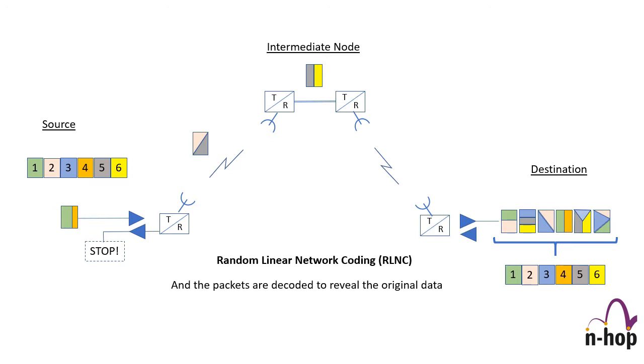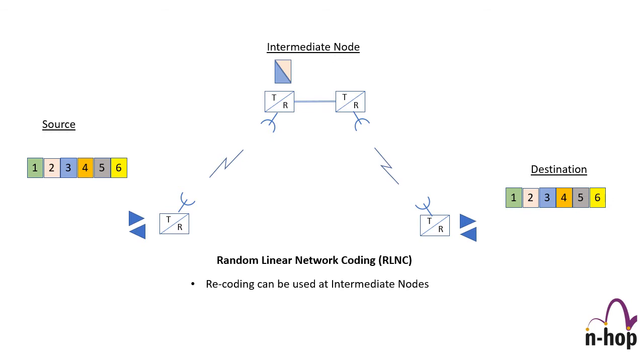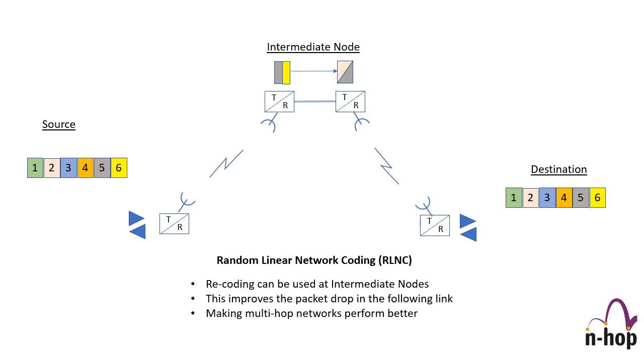So far, this illustration has assumed that the data packets are passed straight through the intermediate node. But in practice, we can also recode the packets when they are received at each relay. Recoding improves the packet drop in the following link, making networks that have many links in series a practical possibility.